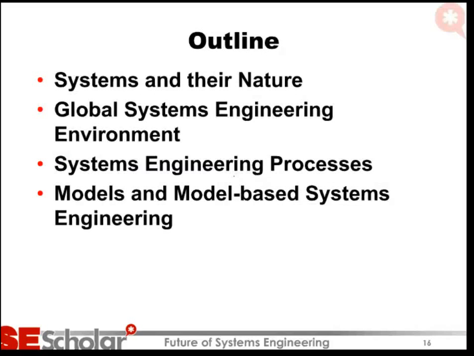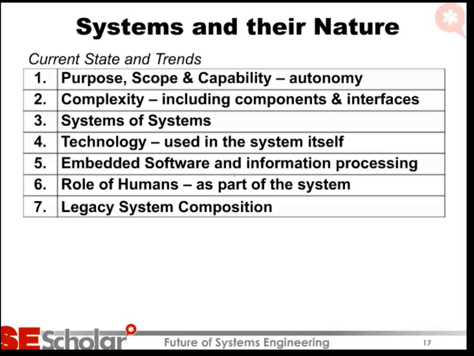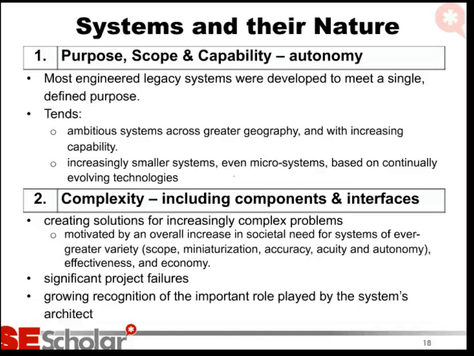But let's go ahead and dive a little bit deeper into this vision statement. The way they've outlined it is they talk about systems and their nature, trying to understand, especially as future systems get more complex. What about the system engineering environment in order to make new systems? The system engineering processes, and models and model-based system engineering. So we'll get into each of those as we go along. So let's talk about systems and their nature. Basically, we want to think about their purpose and scope, complexity, system of systems. I actually am going to break out all 7 of these separately.